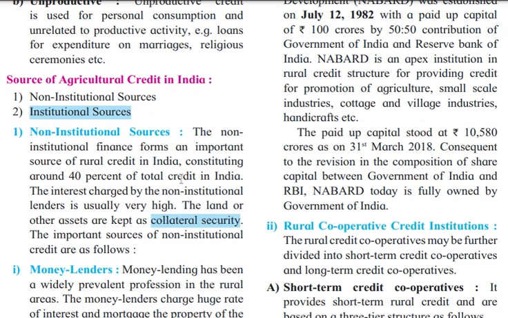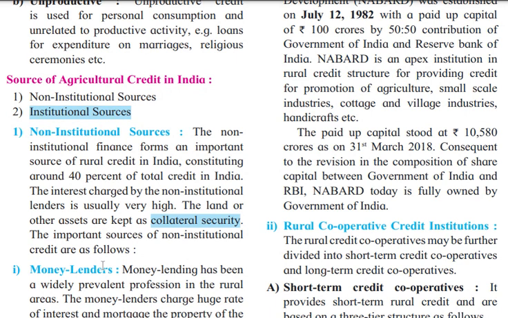So if you see, 40% is coming from the non-institutional side, which means that if all the village people in India are taking loans, 40 out of every 100 rupees come from non-institutions. The interest charged by the non-institutional lenders is very high. The land or other assets are kept as collateral security. So they are providing the loan to the farmer, but their interest is very high.